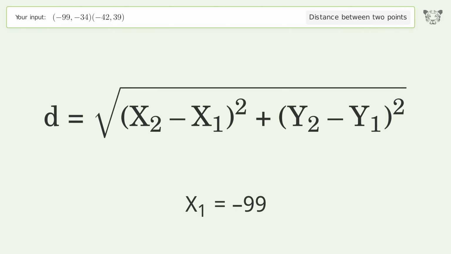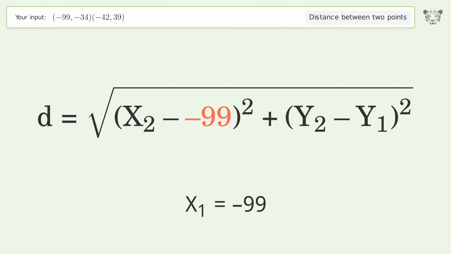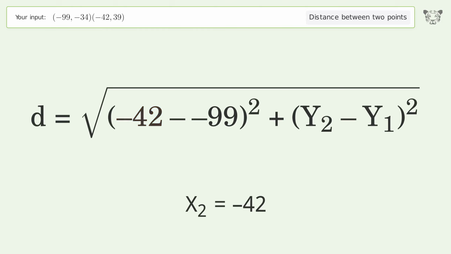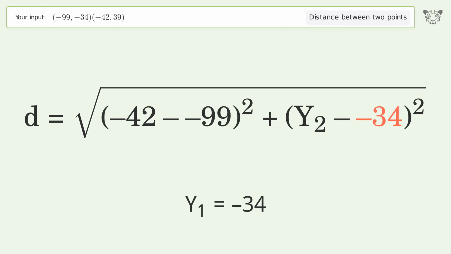x1 equals -99. x2 equals -42. y1 equals -34. y2 equals 39.